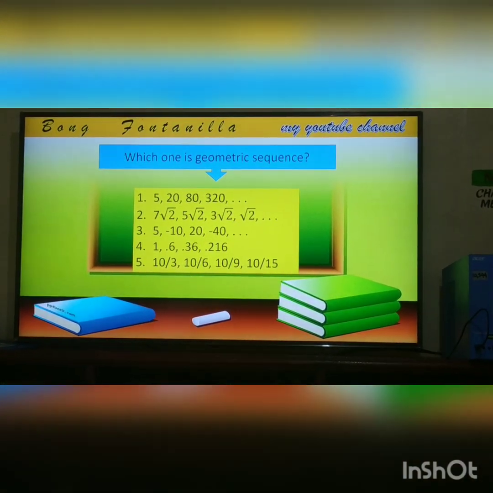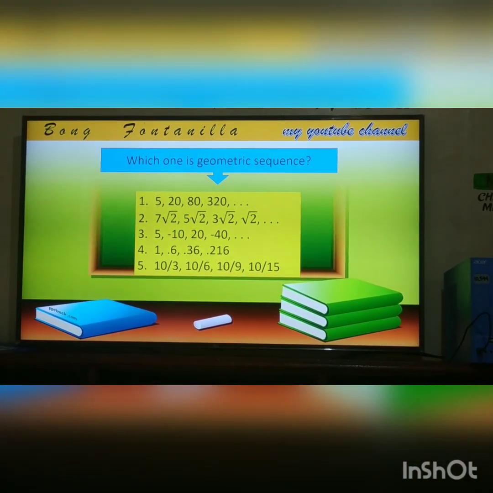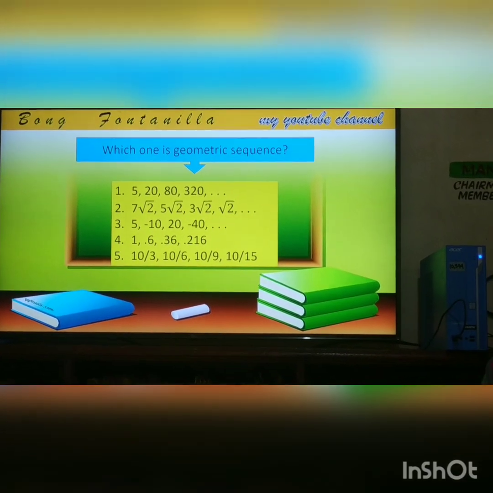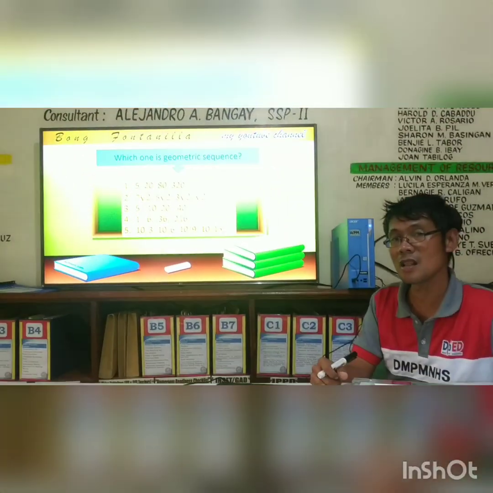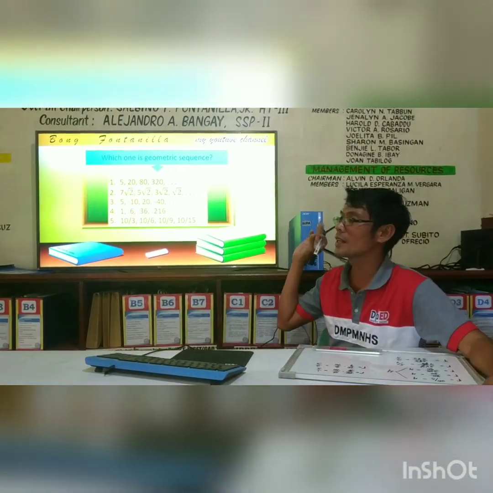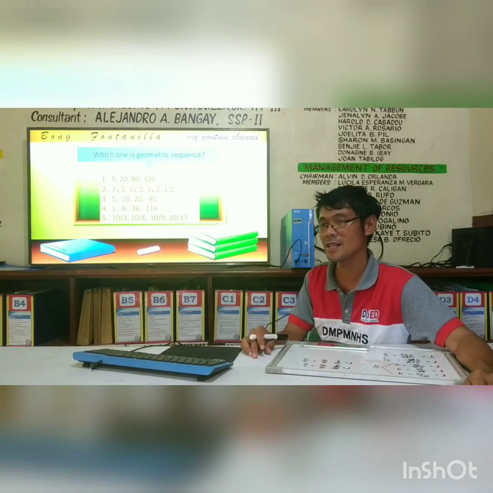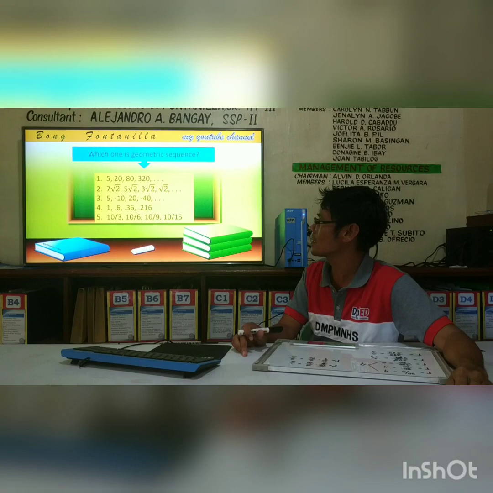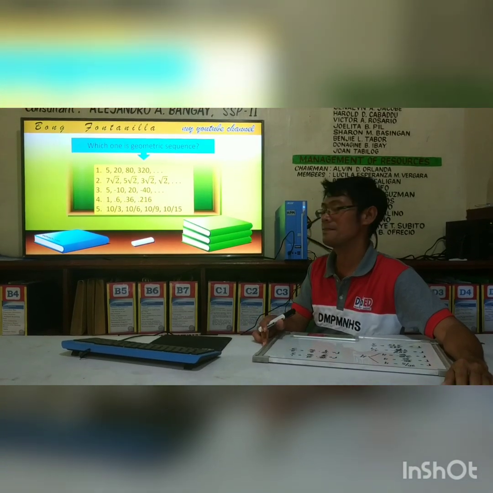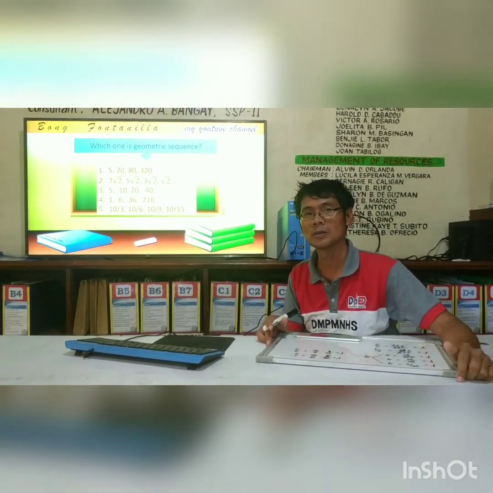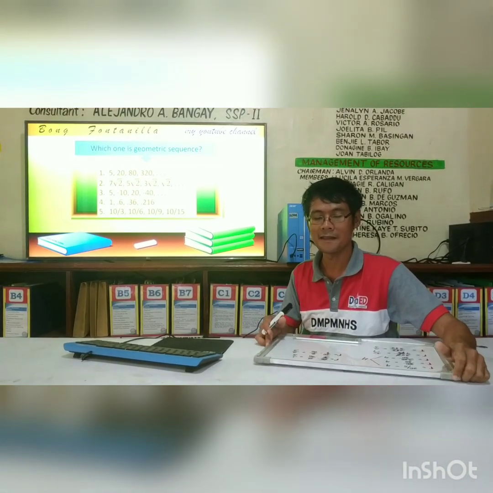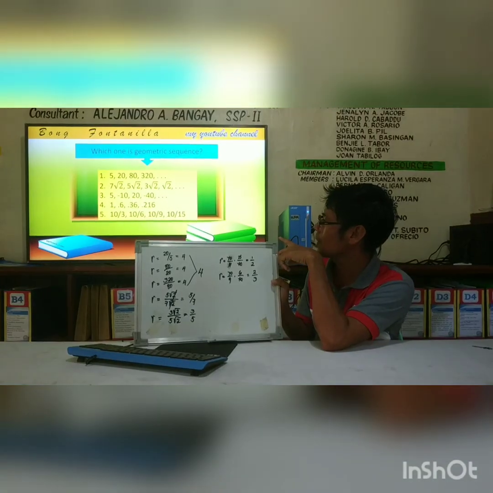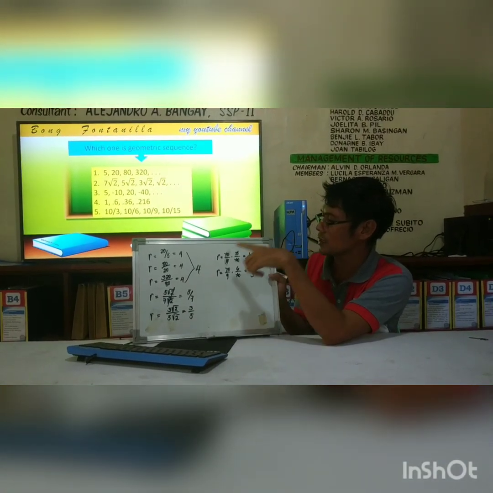For number 4, I think this is still geometric. So 1, 0.6, 0.36, 0.216. So 0.6 divided by 1 is 0.6, 0.36 divided by 0.6, so it is still 0.6. So all the ratios are 0.6. So therefore we have a common ratio. So it is a geometric sequence. For number 5, here you have to recall how to operate fractions.